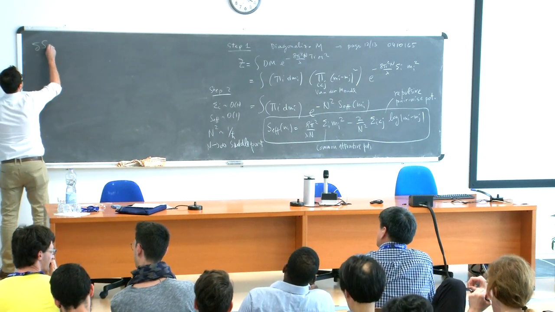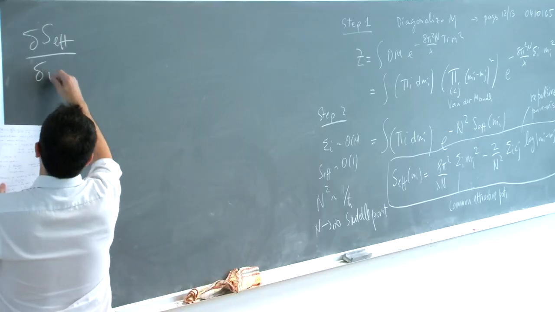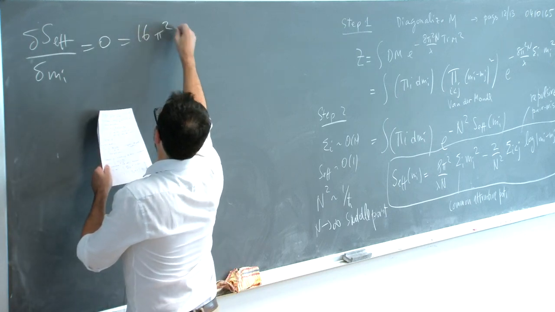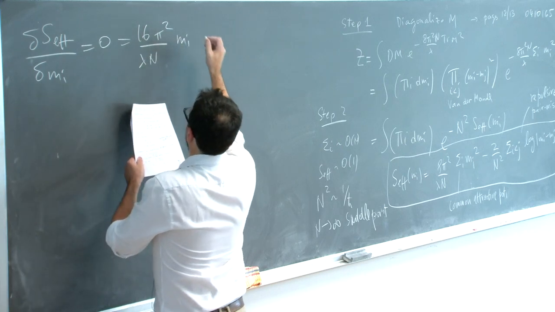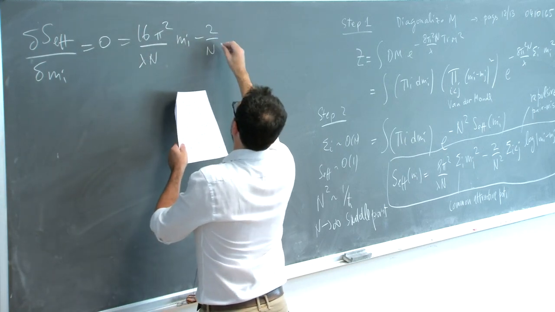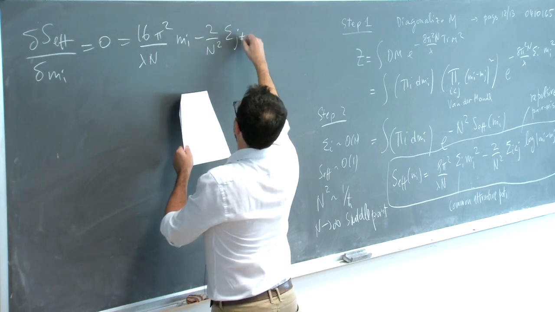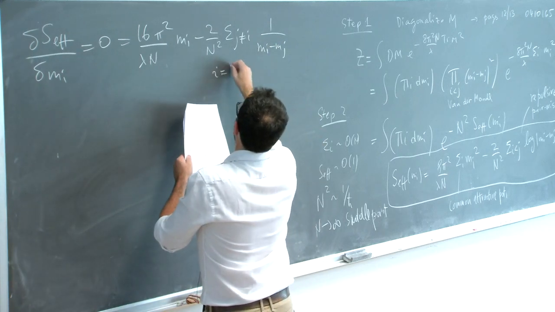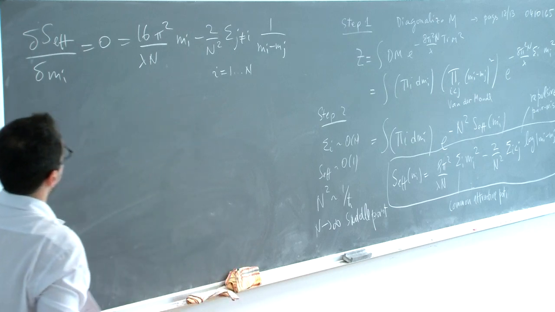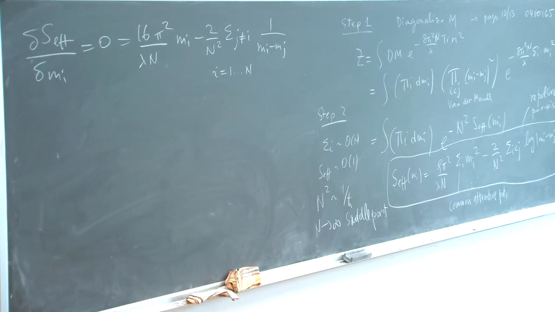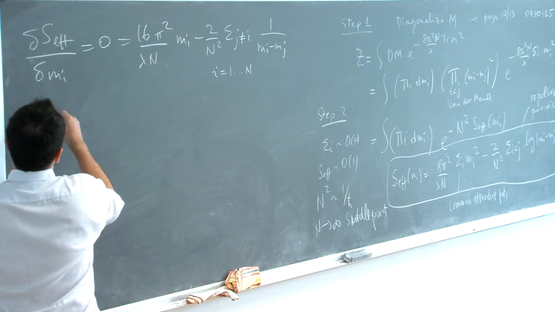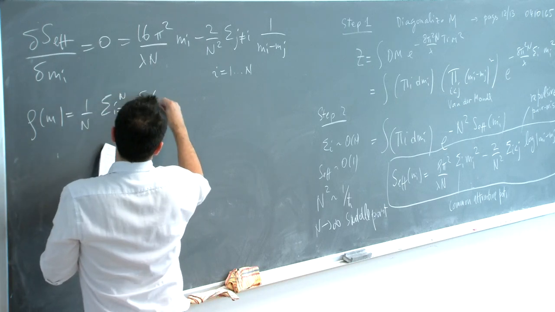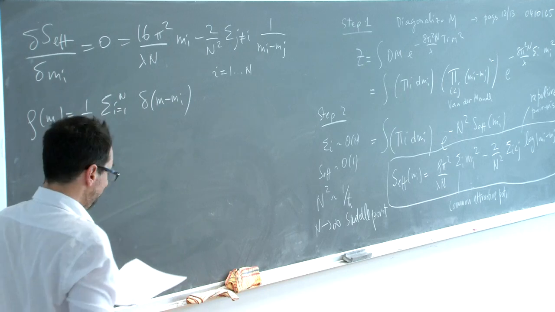Okay, so now let's get the saddle point. You get it by setting the variation equal to 0. This is 16 pi squared over lambda, n mi, minus 2 n squared, sum over j different from i, of 1 over mi minus mj. And now you have n equations, since the index i goes from 1 to n. I can write this in terms of an eigenvalue distribution, which is 1 over n, sum over i from 1 to n, of delta of m minus mi.